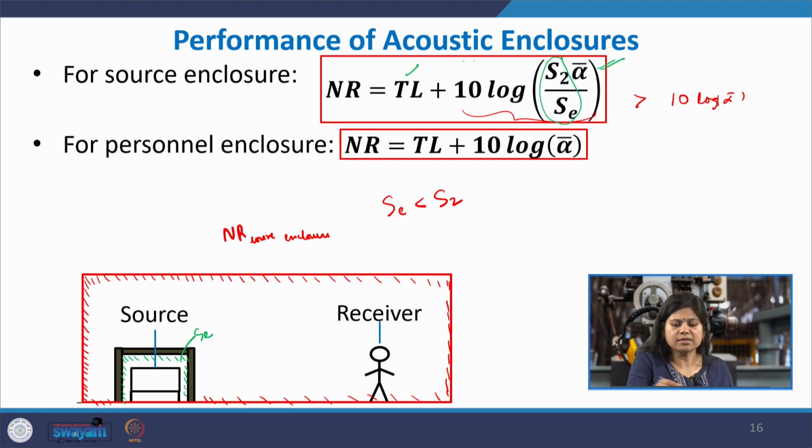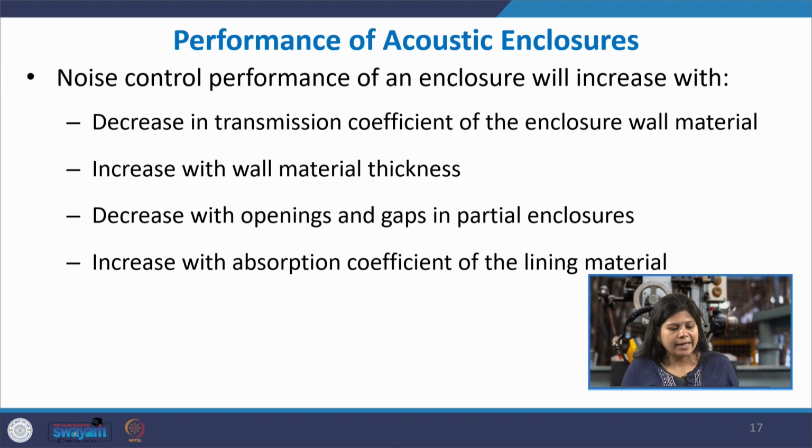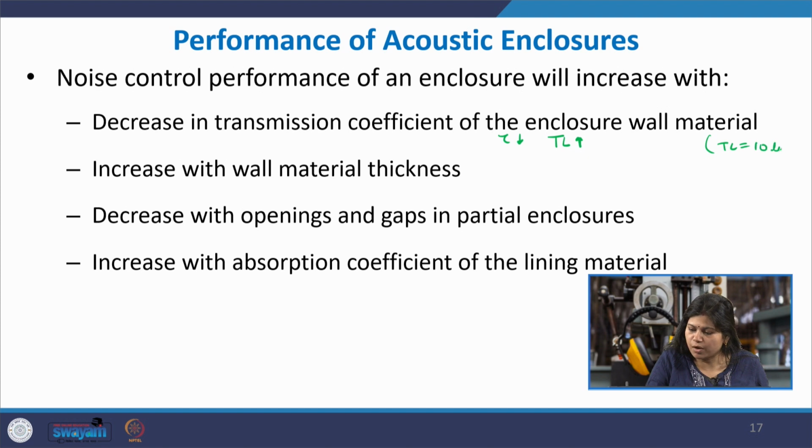So, obviously these things would affect the noise reduction of an enclosure. First of all, if you decrease the transmission coefficient, so if tau decreases, then transmission loss is going to increase. Why? Because transmission loss is 10 log of 1 by tau. So, when the transmission intensity coefficient is decreasing, obviously the transmission loss is going to go up, which means that the noise reduction being achieved by the enclosure is going to go up. So, the performance is going to increase with the reduction in the transmission coefficient of the material.